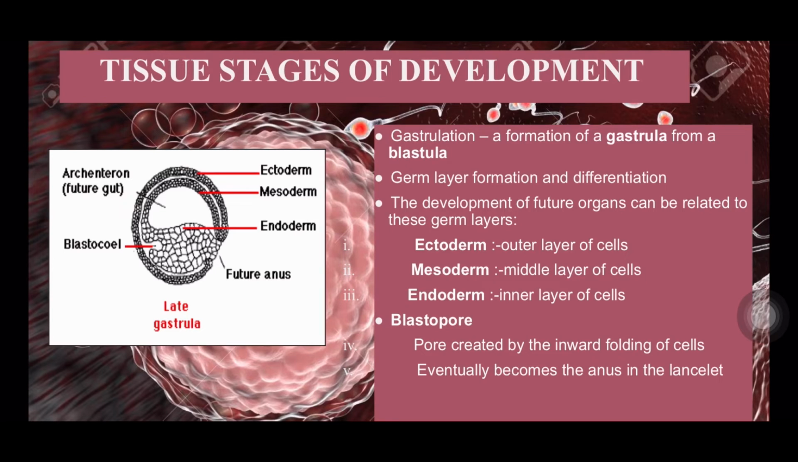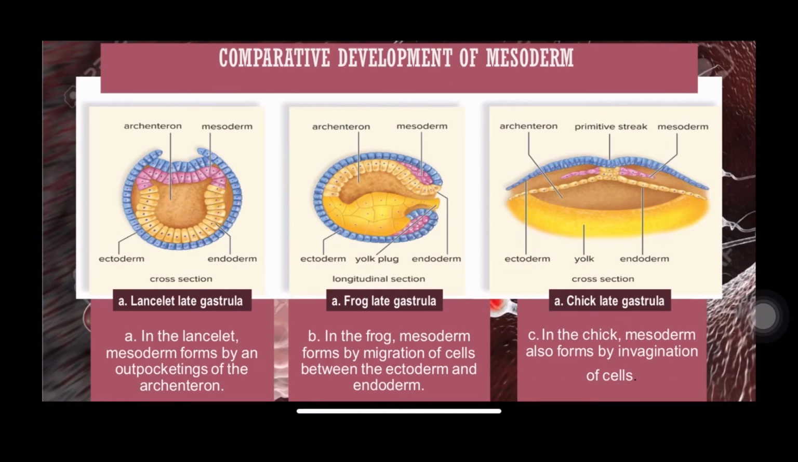Gastrulation is not complete until the three layers of cells that will develop into adult organs are produced. In addition to ectoderm and endoderm, the late gastrula has a middle layer of cells called the mesoderm. These pictures illustrate the comparative development of mesoderm between the lancelet, frog, and chick.